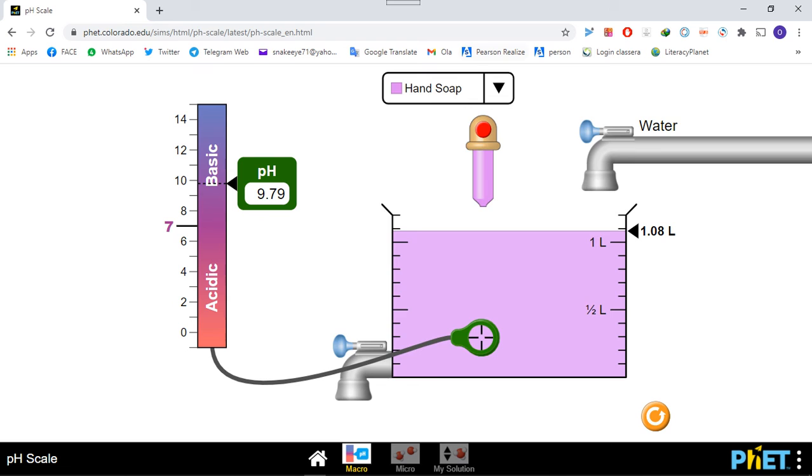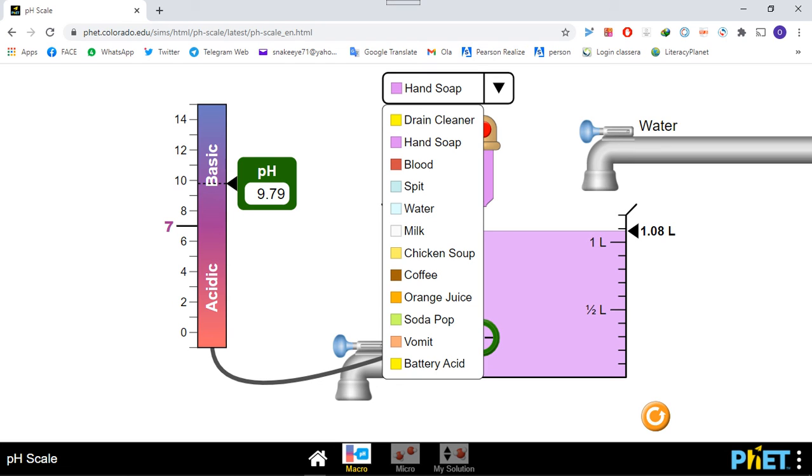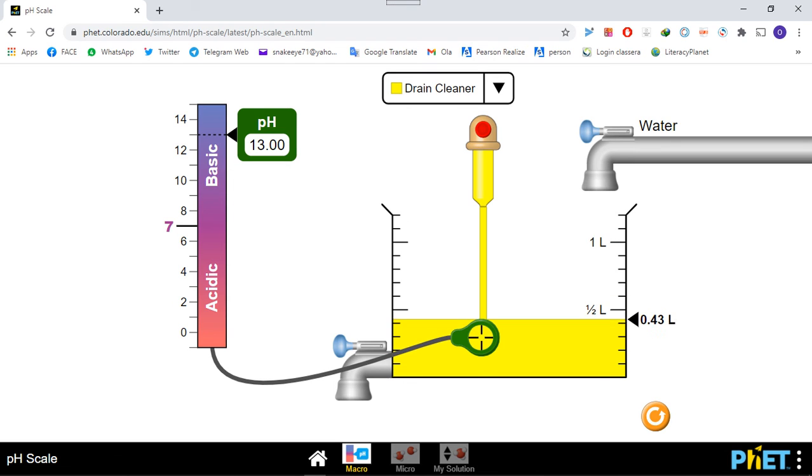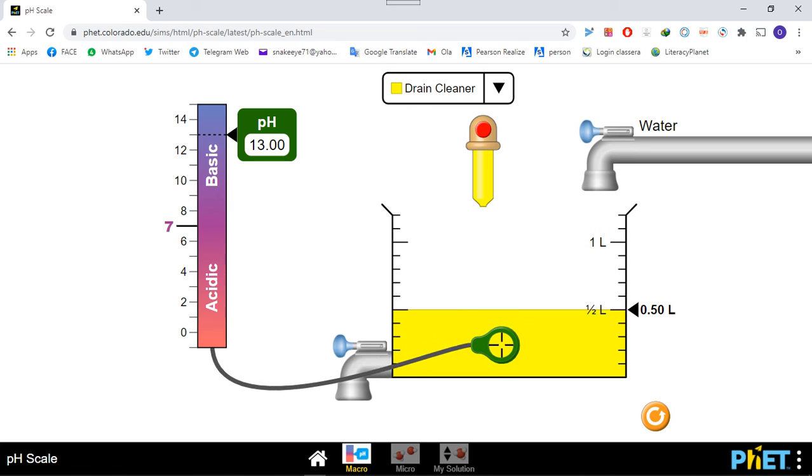So, let's try another base. Here, the cleaner. 13. Oh, it has a really high pH. And add water, it gets lower too.